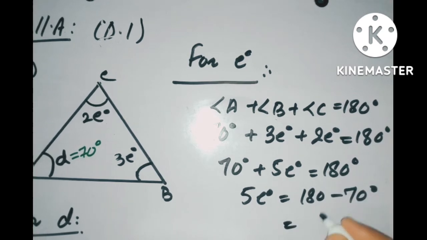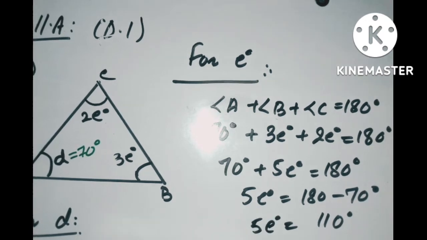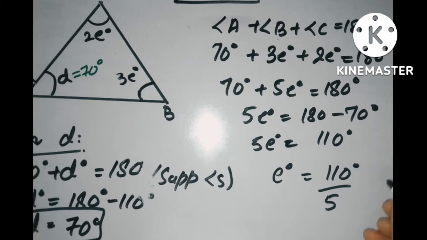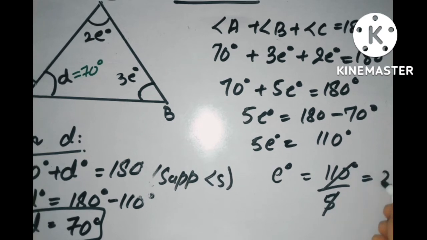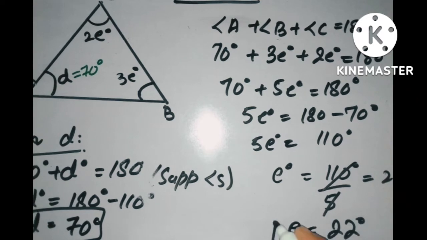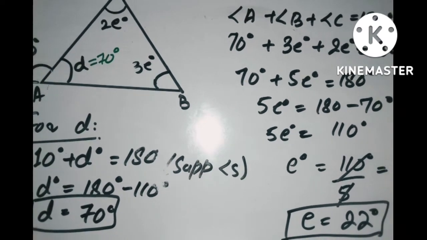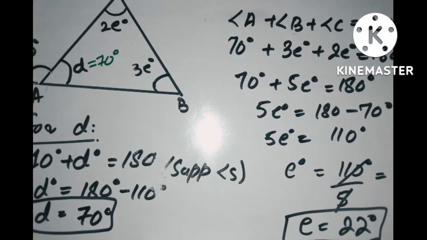It would be 110 degree, and that is 5E. This 5 will divide the 110 degree, and 110 divided by 5 is equal to 22 degree. So the value of E is 22 degree according to the question. That is the first method by which you can find the value of D and E. And in the second part of this video, you can see the second method also, that will be related to the interior and the exterior angle of the triangle.